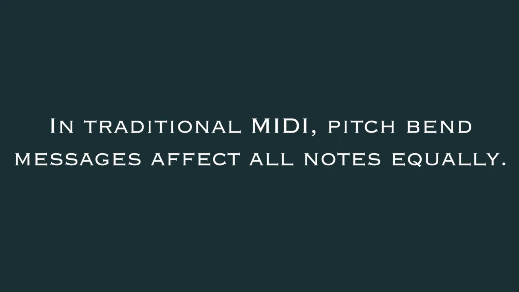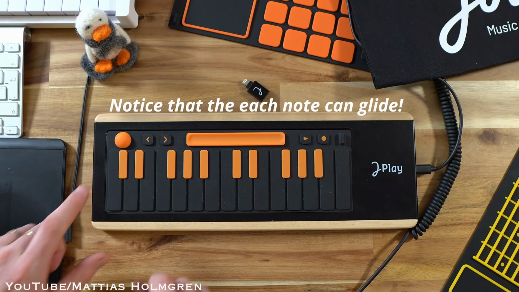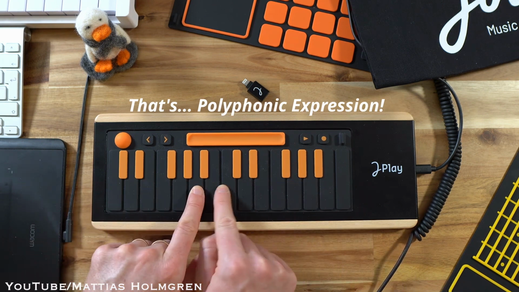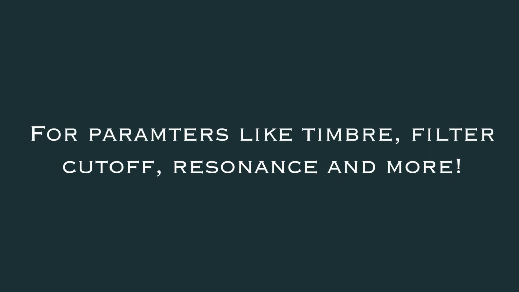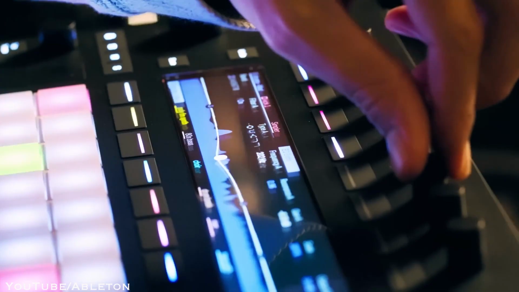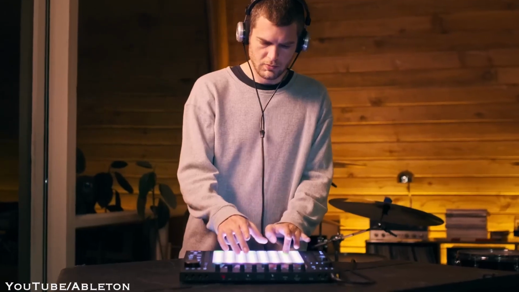3, pitch bend range per note. In traditional MIDI, pitch bend messages affect all notes equally. With MPE, each note can have its own pitch bend range, allowing for more intricate pitch modulations across different notes. 4, timbre and expression. MPE enables musicians to convey changes in expression by sending continuous control messages for parameters like timbre, filter cutoff, resonance, and more. This allows for dynamic shifts in tone and sound characteristics across different notes.